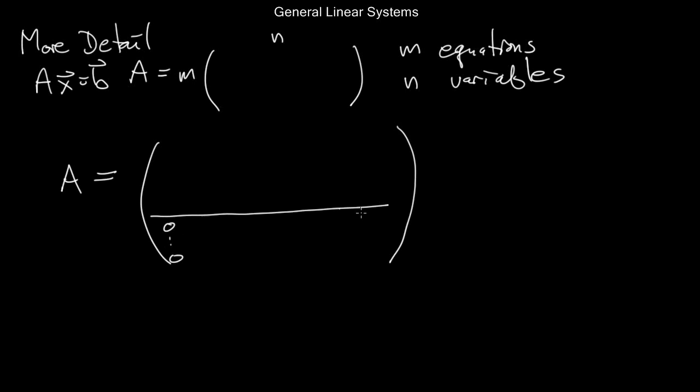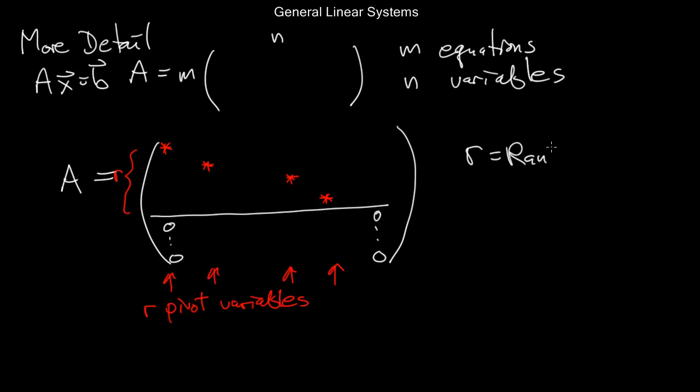In row echelon form, you have a bunch of 0 rows at the bottom. I mean, there might not be any, but you typically have some rows of zeros at the bottom, and then you have the pivots, which are these non-zero guys up here. And you have R non-zero rows, and then these are the pivot variables. You have R pivot variables, and R is, of course, the rank of the matrix.